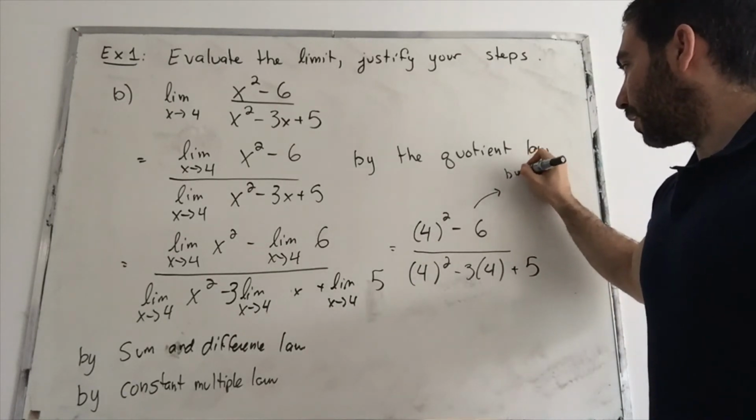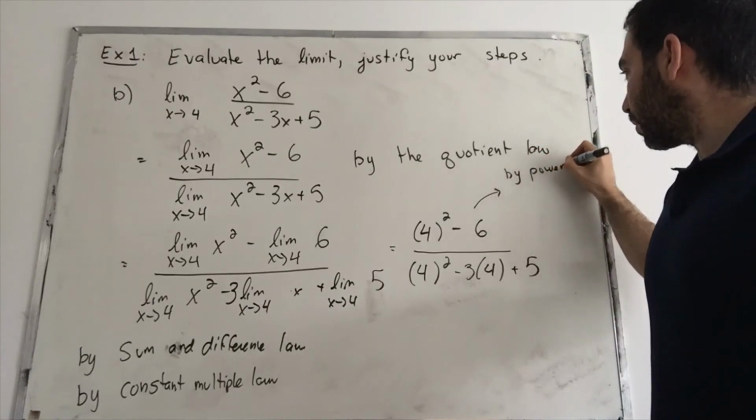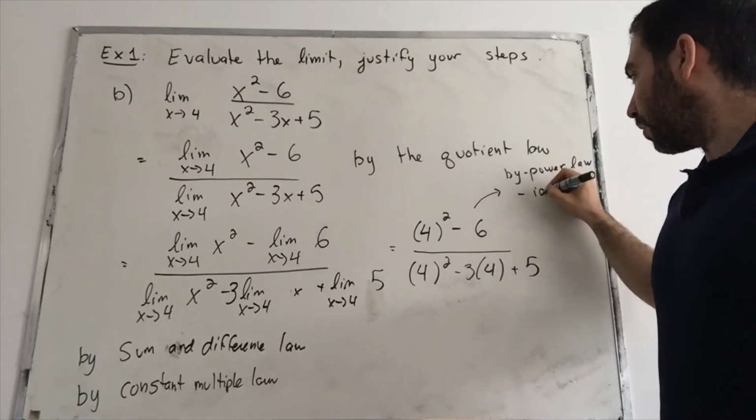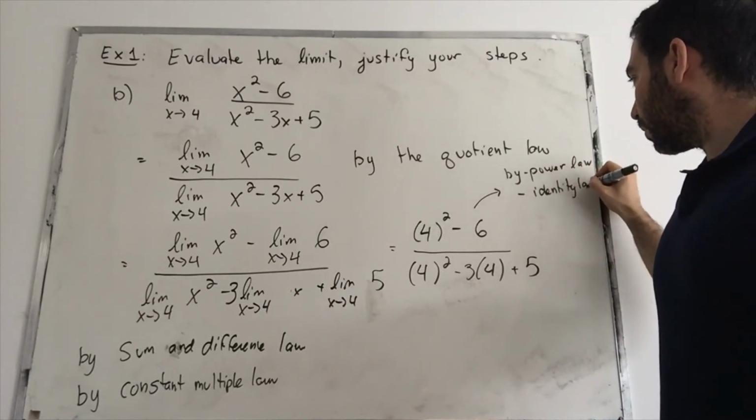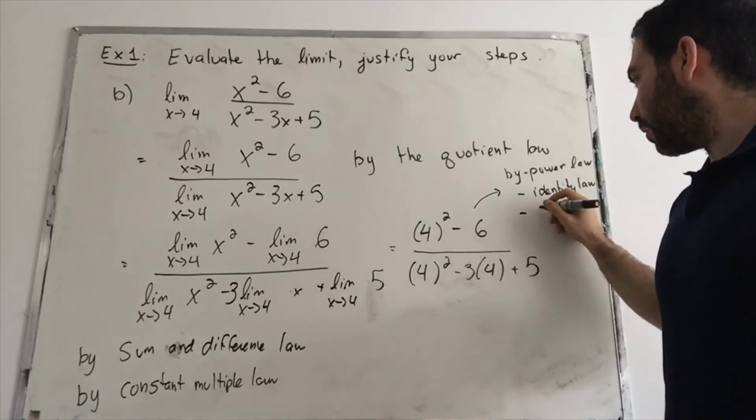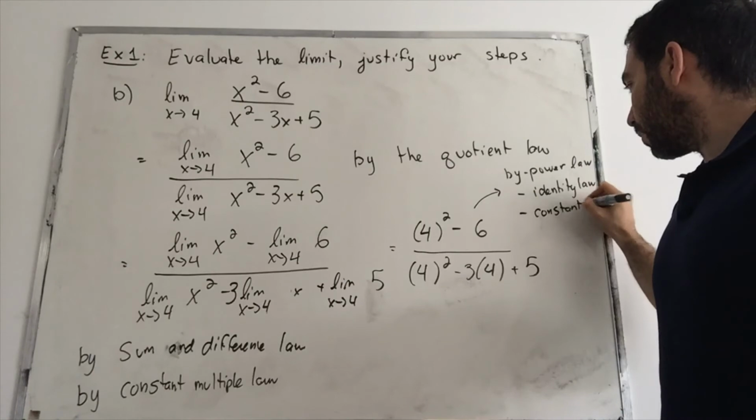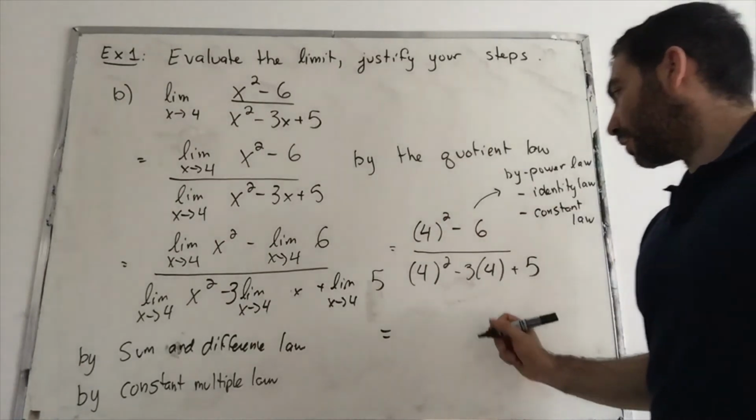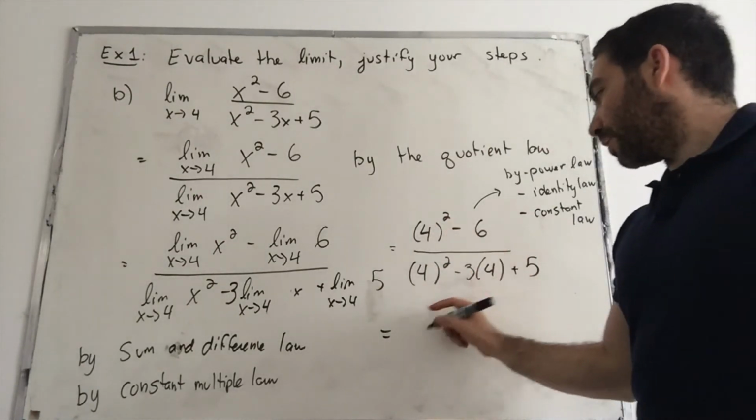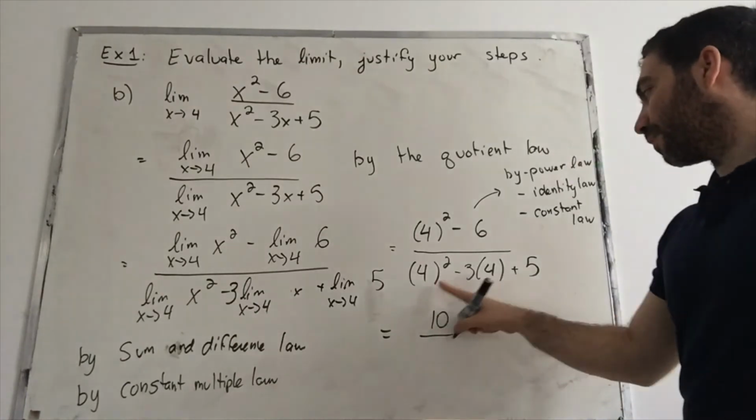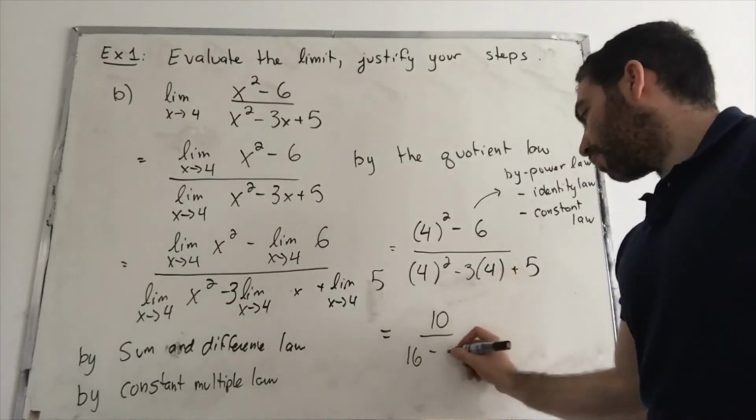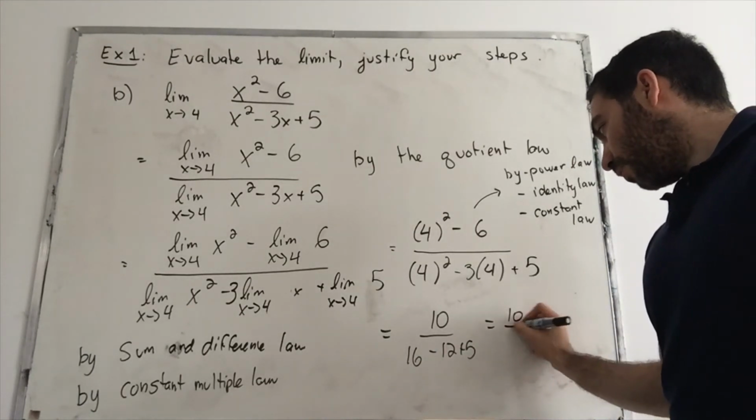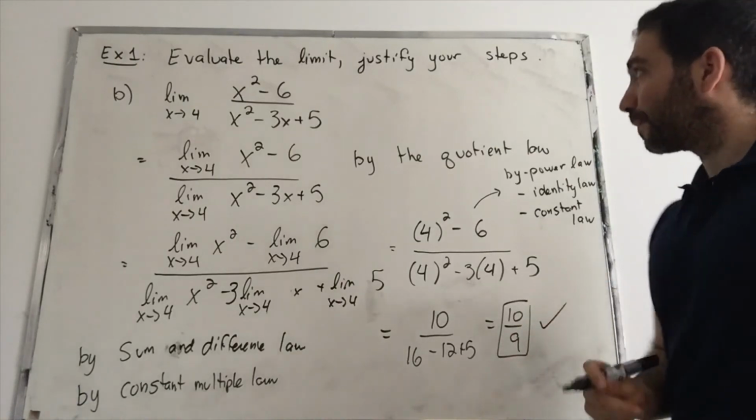So let me just squeeze it in up here. So what we used was by power law, identity law, and lastly we use the constant law. Okay. And now we just evaluate the limit. So 4 squared minus 6 is 16 minus 6, which is 10. And on the bottom we have 4 squared, 16, minus 12 plus 5, giving us 9. This is going to give us 10 over 9. And that's our answer. Okay.